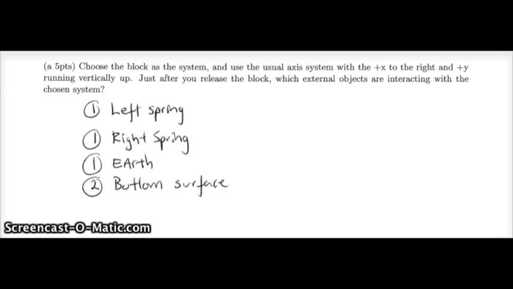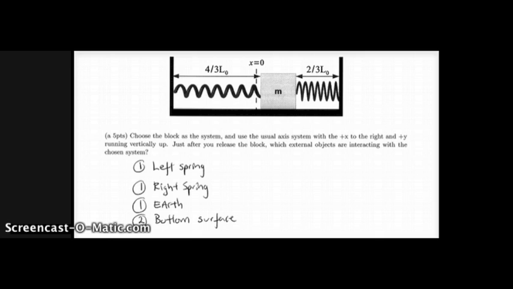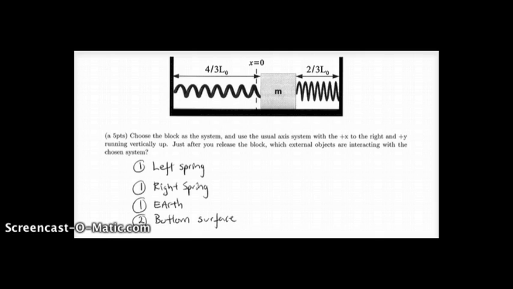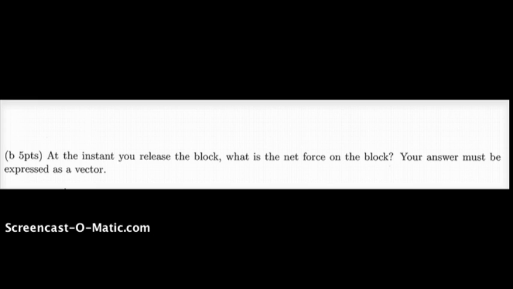Just after you release the block, which external objects are interacting with the chosen system? From looking at the diagram above, you can see that the left and right spring are both applying a force on the block. The Earth is also applying a force on the block as it is applying a gravitational pull, and the bottom surface of the block is applying a force in the plus y direction, combating the force of gravity. Part B asks us, at the instant you release the block, what is the net force on the block?